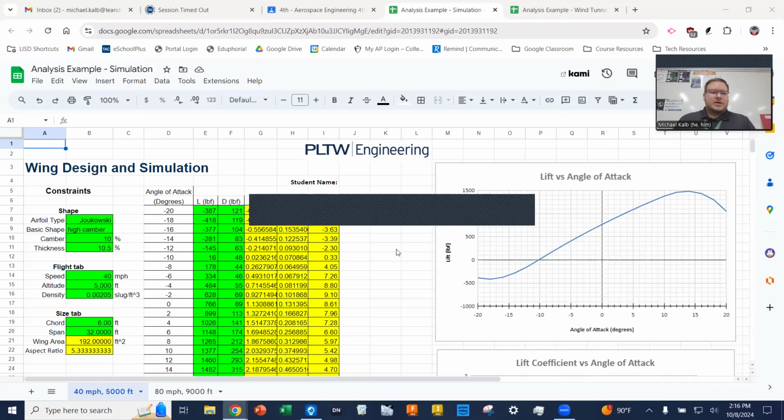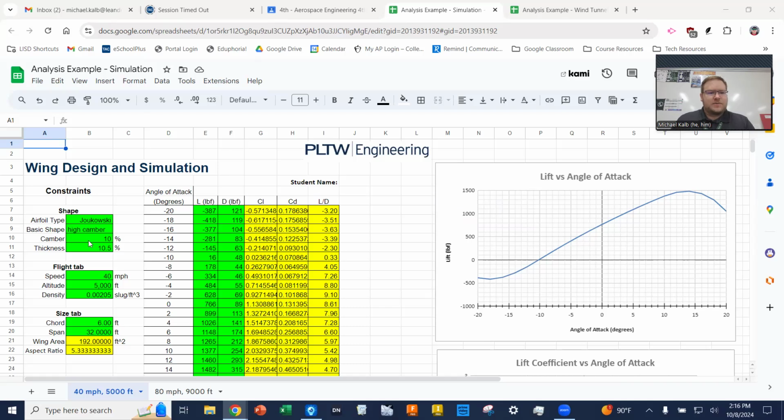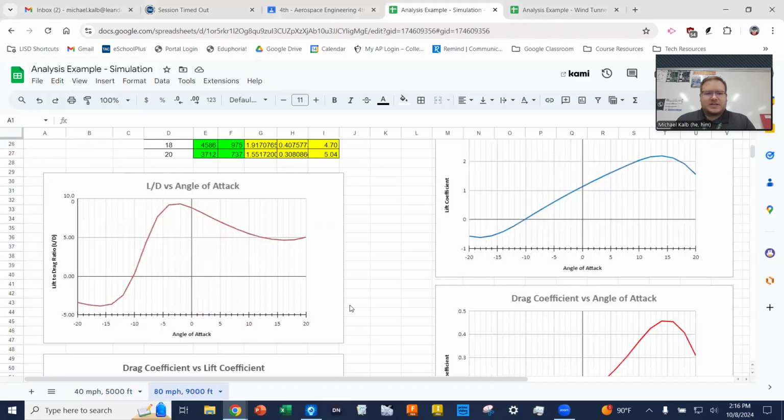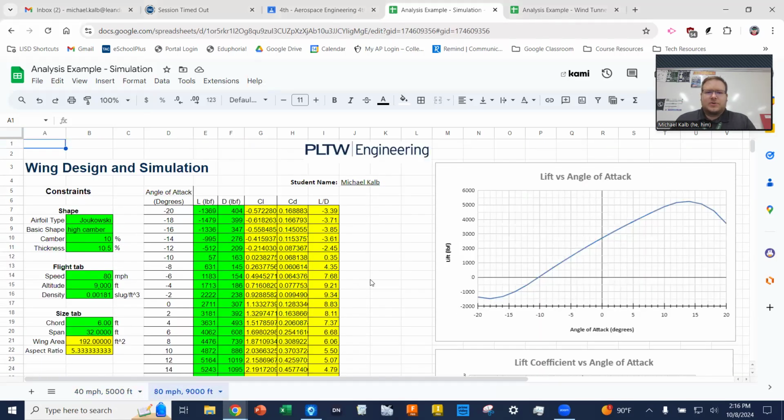All right. So this is an example of a thick cambered airfoil, 10.5% thickness, 10% camber. And we can see it makes a lot of lift. It makes plenty of lift even at a relatively low angle of attack. And according to the simulation, it doesn't have the best lift to drag ratio in cruise. It doesn't matter. The analysis you'll do would be the same.